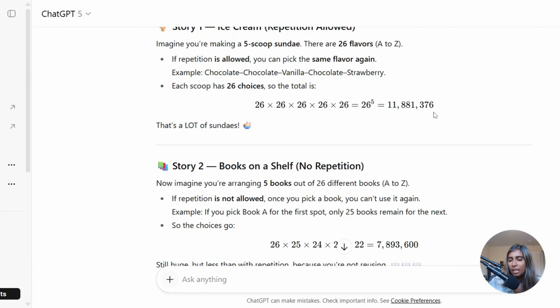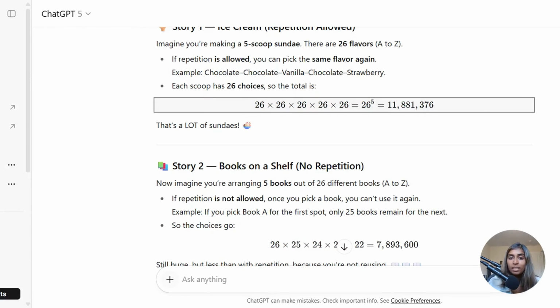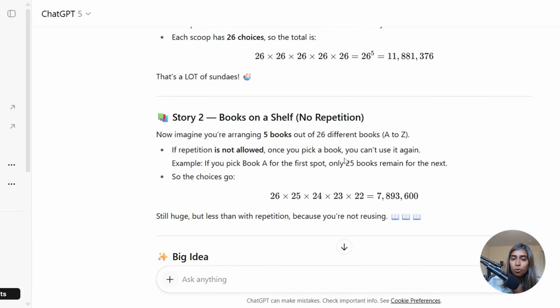But when you're explaining in terms of ice cream flavors, like sundaes, repetition means you can have two chocolate flavors. No repetition means you can't have two chocolate. That makes a lot more sense here. Or books on a shelf.